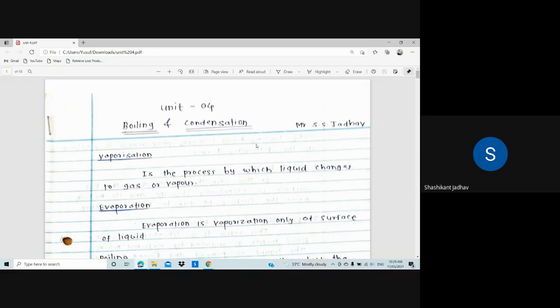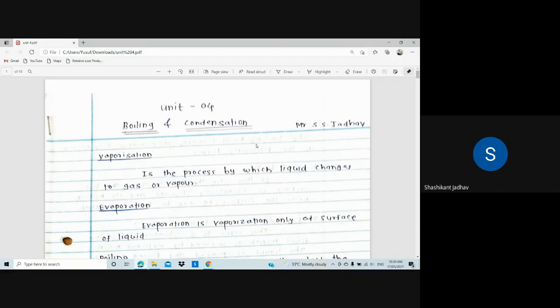Write down the first point, vaporization. It is the process by which liquid changes to gas or vapor, that is nothing but vaporization. Okay, so this is about vaporization.